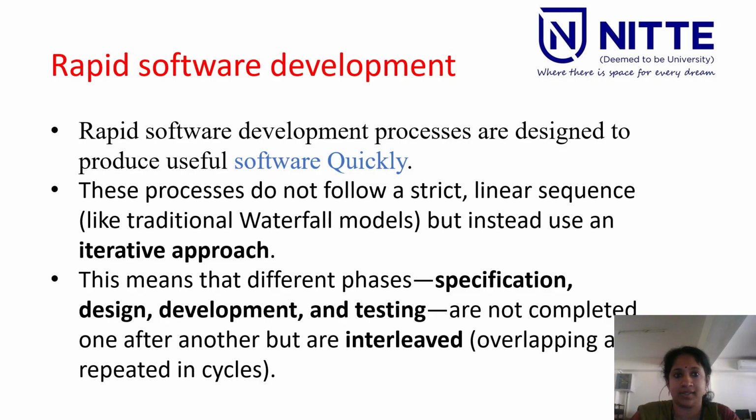Today we will discuss the software engineering topic rapid software development. So what is the meaning of rapid actually? Rapid software development processes are designed to produce useful software very quickly. So rapid means we are developing the software very quickly.